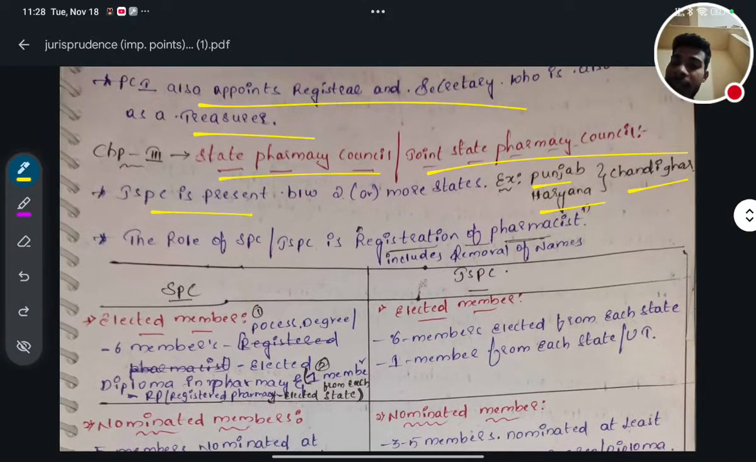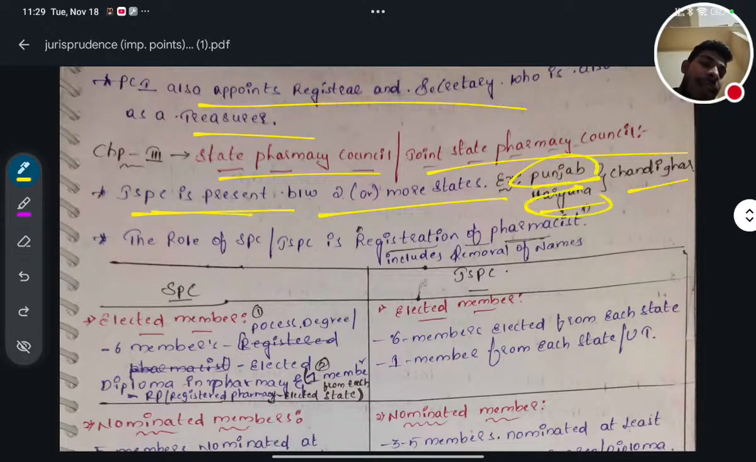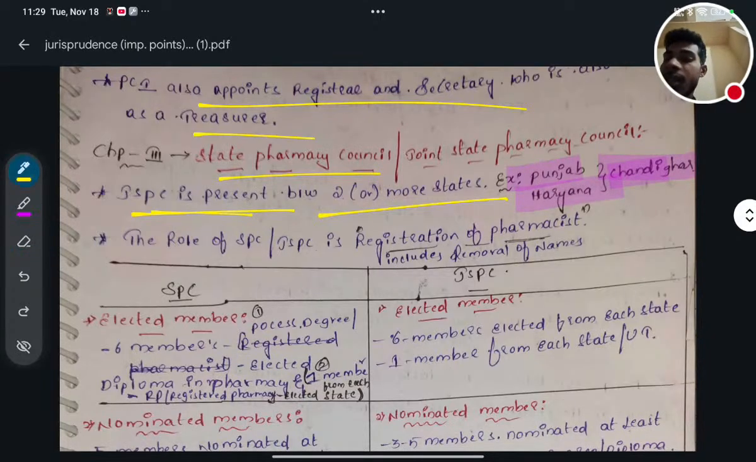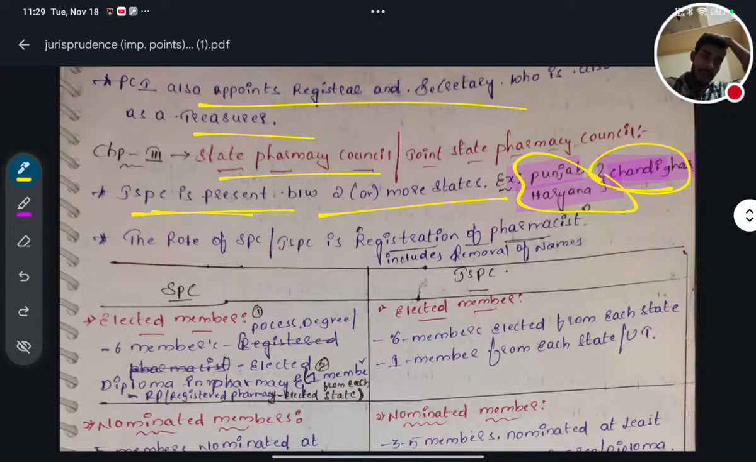Joint state pharmacy council is present between 2 or more states, such as in the case of Punjab and Haryana, where you will see Chandigarh. In the case of Chandigarh, you will see a joint state pharmacy council, and it will act between 2 states that are joint, such as Punjab and Haryana. If you see in the northeast, in the case of Assam, you will see only 1 Assam Pharmacy Council. So this is the difference between state pharmacy council and joint state pharmacy council.